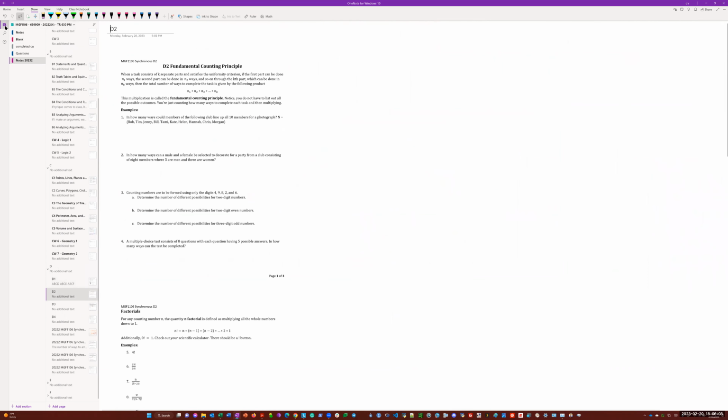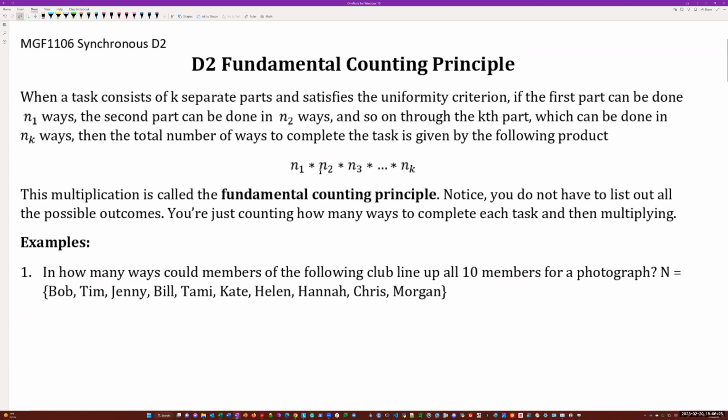All right, fundamental counting principles. So I said this a long time ago, I think probably the first day of class actually. So the fundamental counting principle is just if you have n1 ways to do the first thing and n2 ways to do the second thing, then you should have n1 times n2 ways to do both of them. Does that make sense?